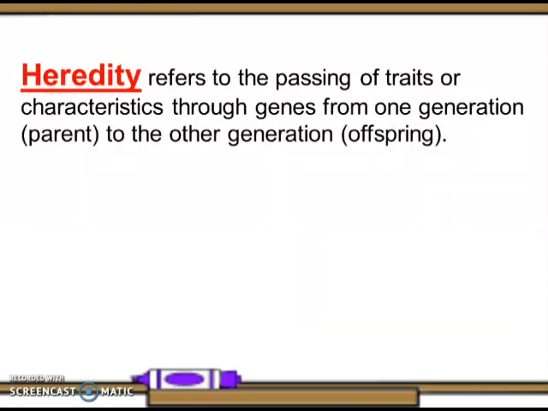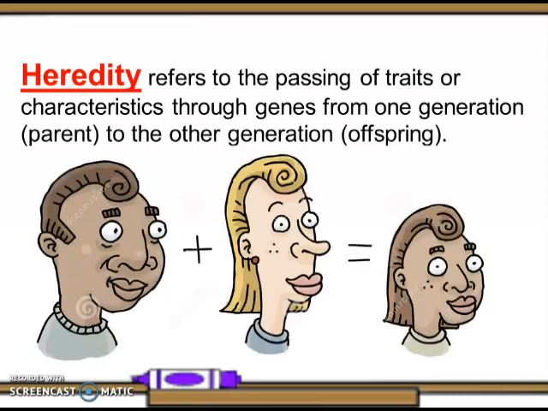Heredity refers to the passing of traits or characteristics through genes from one generation to another generation. Heredity is very evidently seen in sexual reproduction. This is because in this process, the variation of inherited characteristics is high. Heredity is the process of passing the traits and characteristics from parents to offspring through genes. The offspring get their features and characteristics, that is genetic information, from their mother and father. Heredity and genetics are the reason you look so much like your parents.